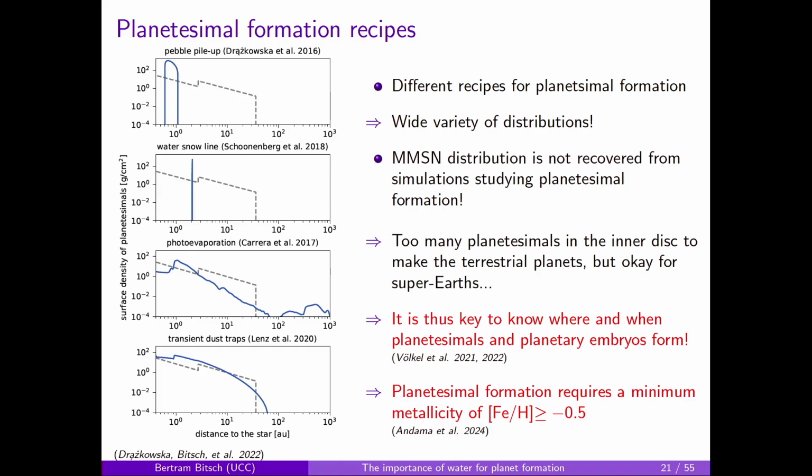We seem to know that this planetesimal formation would require a minimum metallicity of minus 0.5. This is very interesting, because it also seems to be supported by the observation of planets. Because if you look at the super-Earth occurrence rate, they also find basically no planets that have a lower metallicity than this. So there seems to be some agreement between observation and theory, which of course is very, very nice. Now, how can these planets continue to grow?